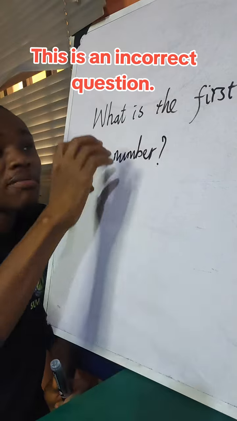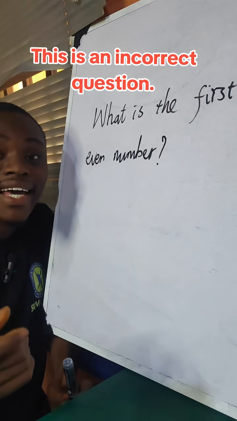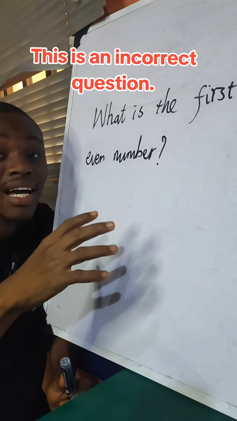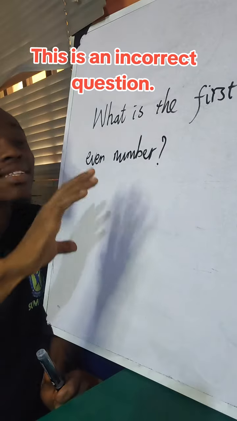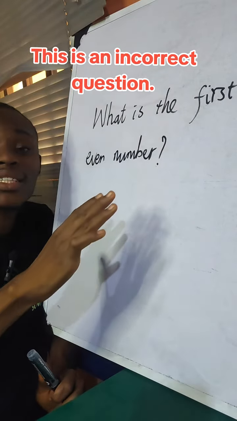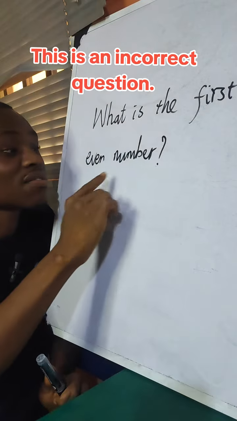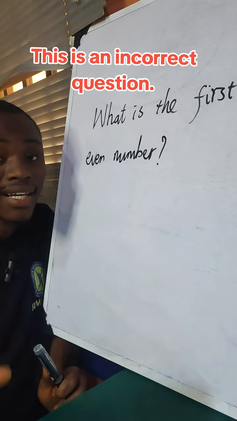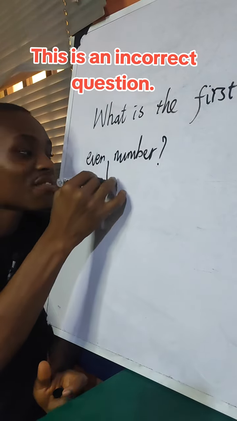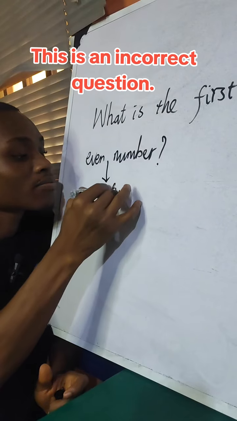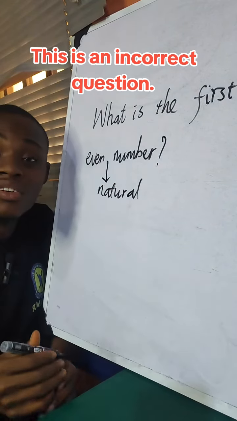Now, look at this. Somebody made this mistake a long time ago, and it was not noticed, and it was not corrected in class. And then the mistake continued on and on. So it's now a normal thing that when a teacher asks students what is the first even number, the teacher is expecting 2 as the answer. But the correct question should have been, what is the first even natural number? That is the correct question.